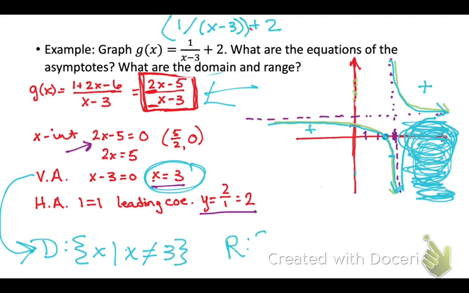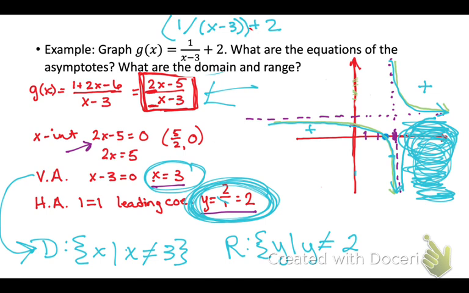Range: y such that y cannot equal 2. Okay. How do you get two different things? Because one's vertical and one's horizontal.